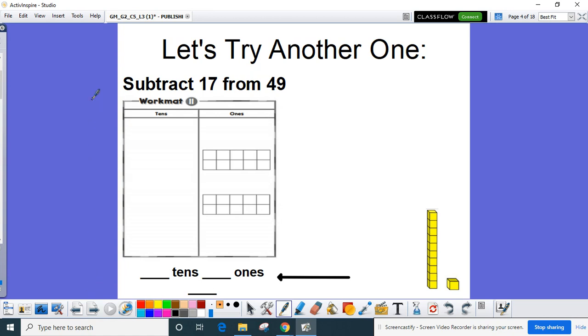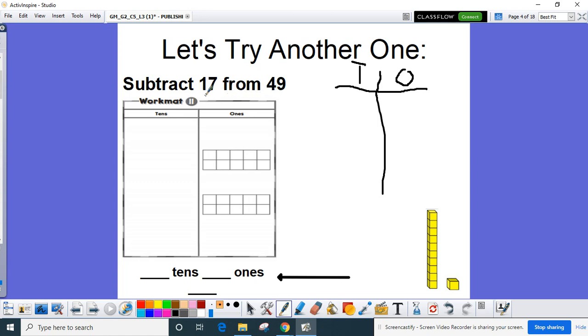All right, now in this problem, they want us to subtract 17 from 49. So remember, on your piece of paper, draw your tens and ones chart, just like this. And then below it, don't forget to write blank tens, blank ones, and then blank for what number, how many tens and how many ones it's going to equal. Now let's get started.